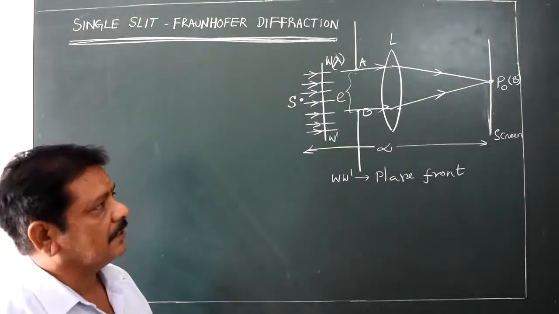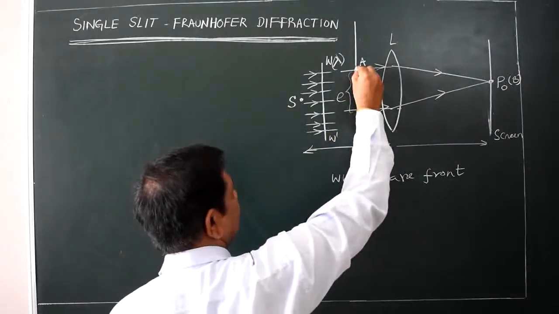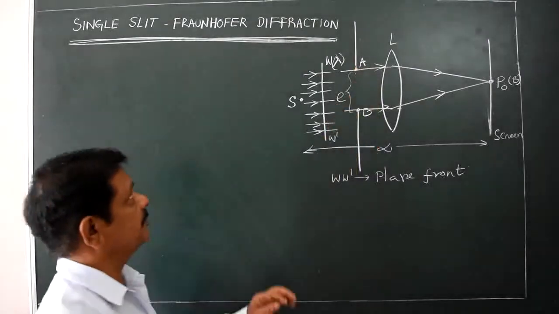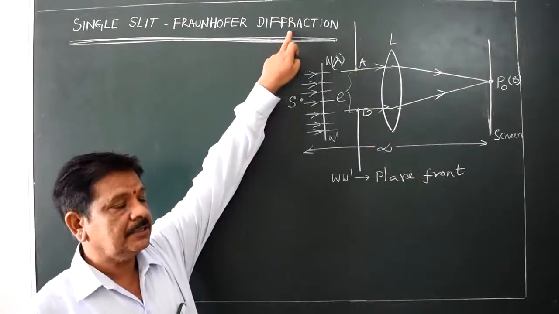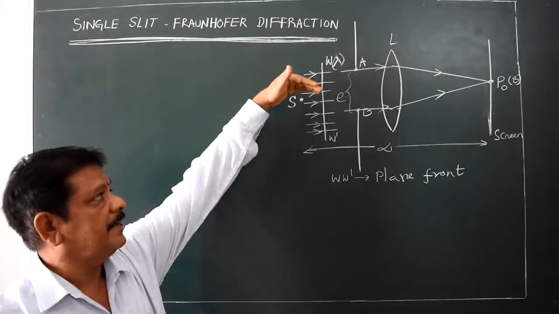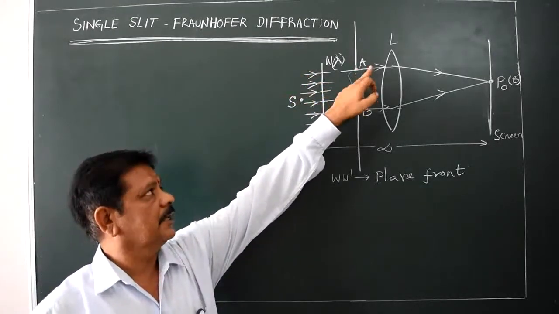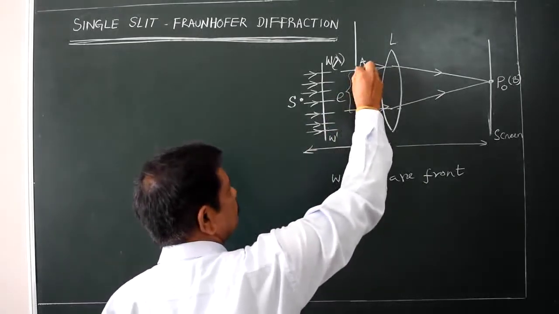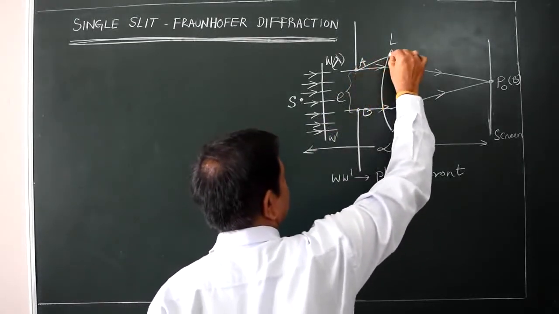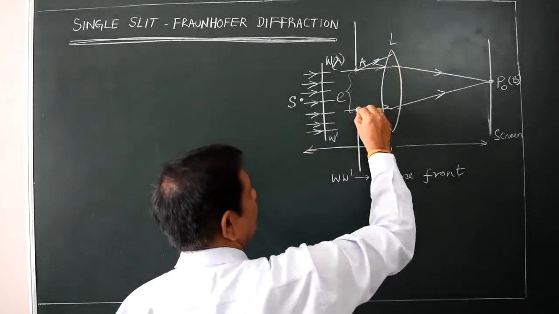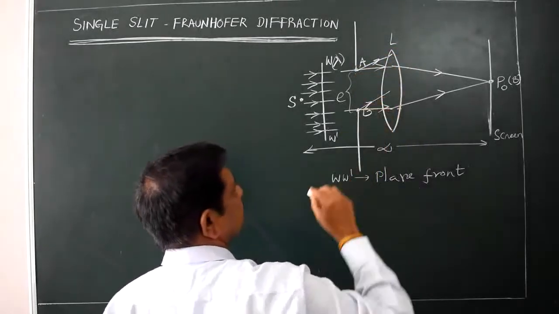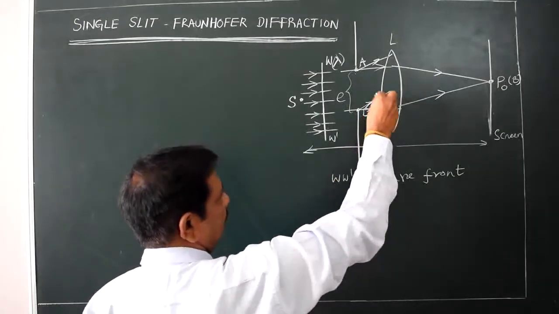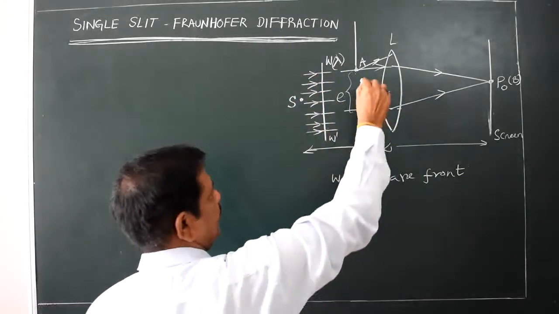Now imagine the light which is bent at the end point of the slit. So what is diffraction? The definition of diffraction is the bending of light rays at the edges of an obstacle. So this slit is an obstacle, and this is the edge. At this point it bends like this. Take this angle as theta, and this angle theta is called the diffraction angle.